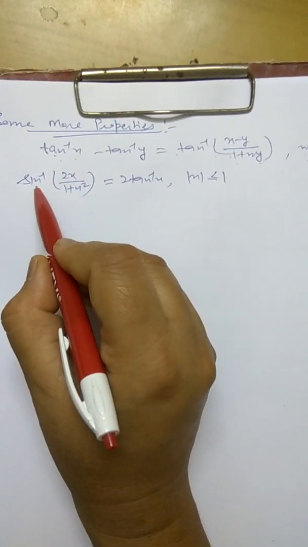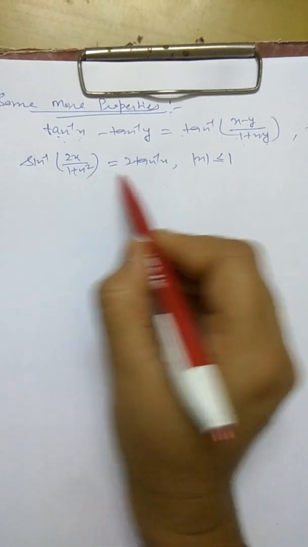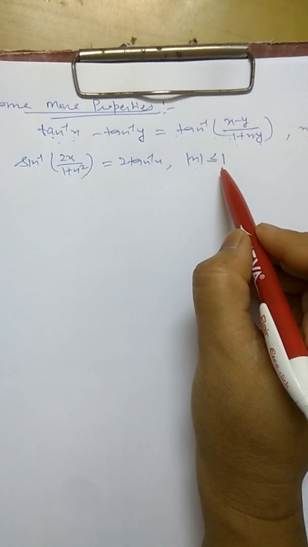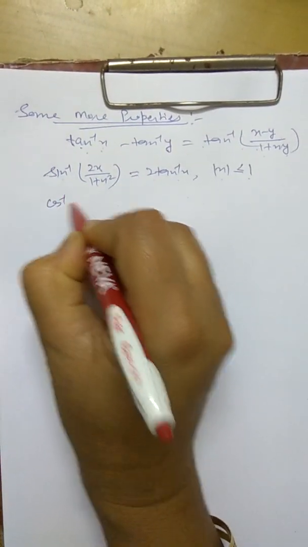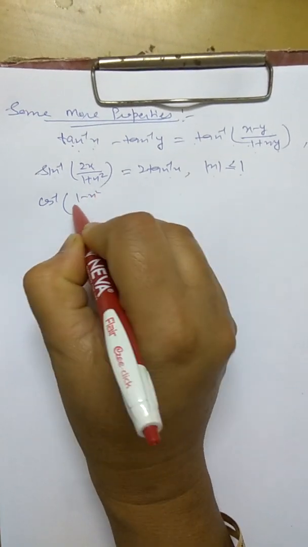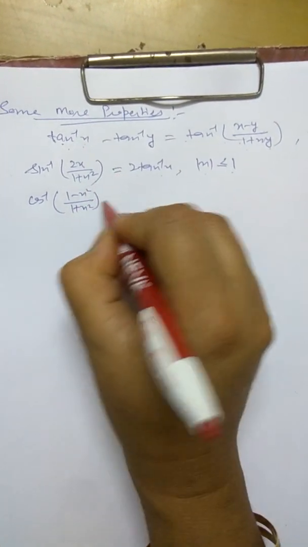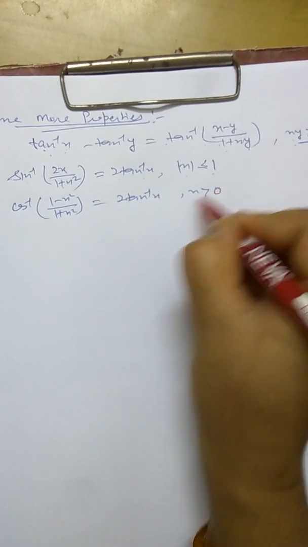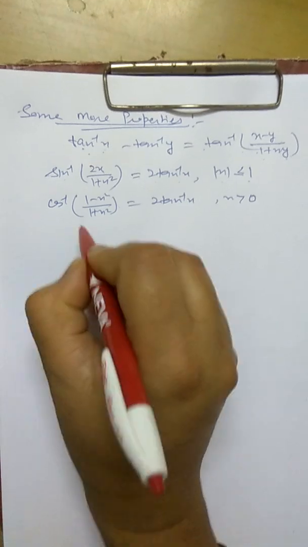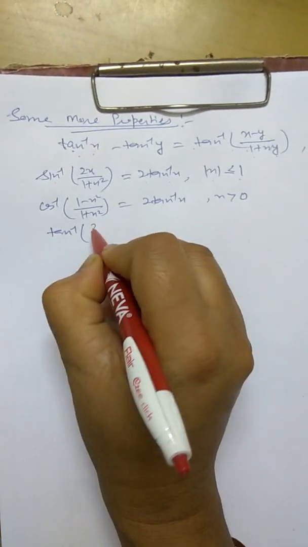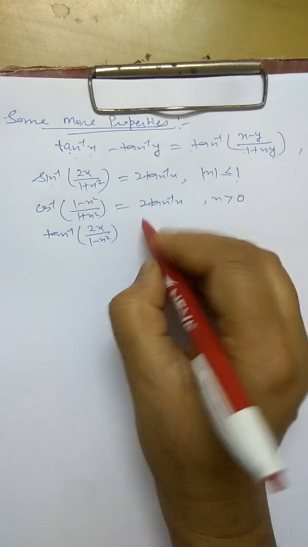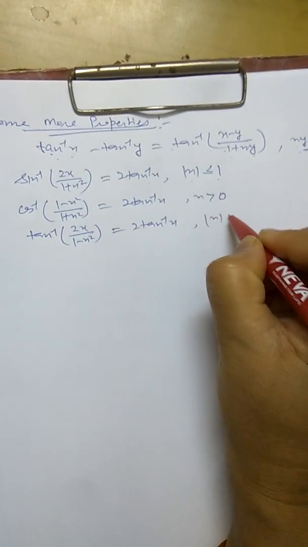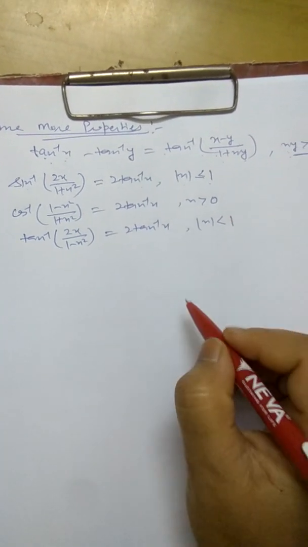And the next one is sine inverse of 2x upon (1 plus x square) is equal to 2 tangent inverse x, where mod of x is less than or equal to 1. Next will be cos inverse of (1 minus x square) upon (1 plus x square) is equal to 2 tangent inverse x, where x is greater than 0. And next is tangent inverse of 2x upon (1 minus x square) is equal to 2 tangent inverse x, and mod of x is less than 1.